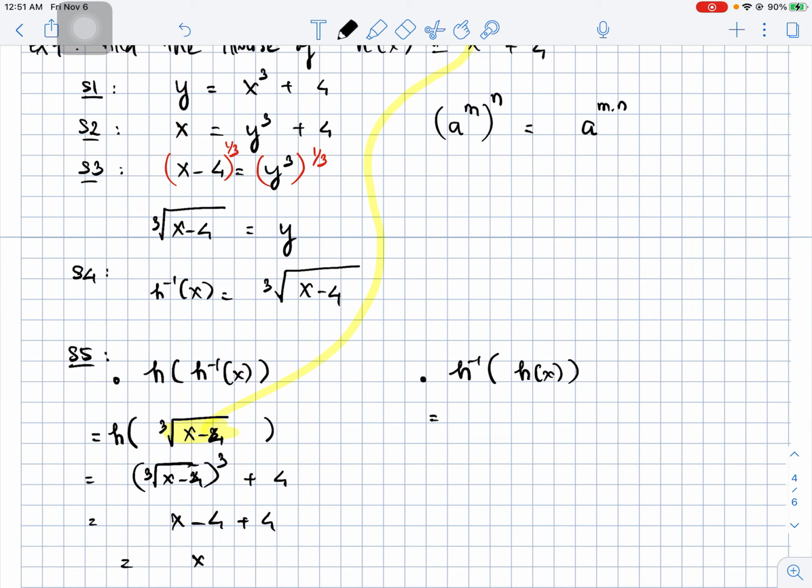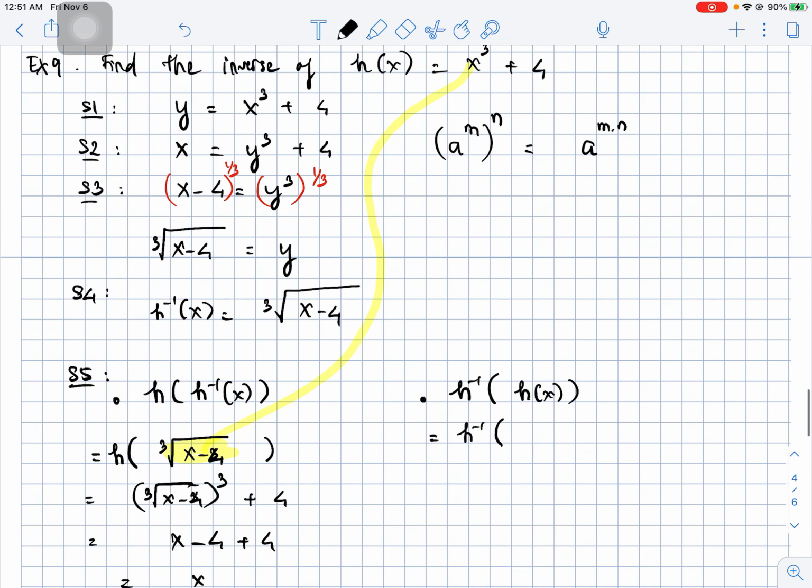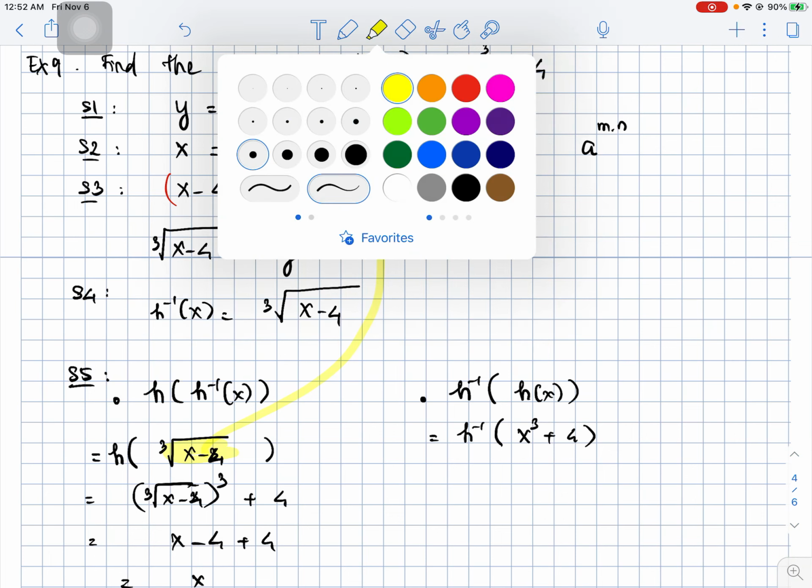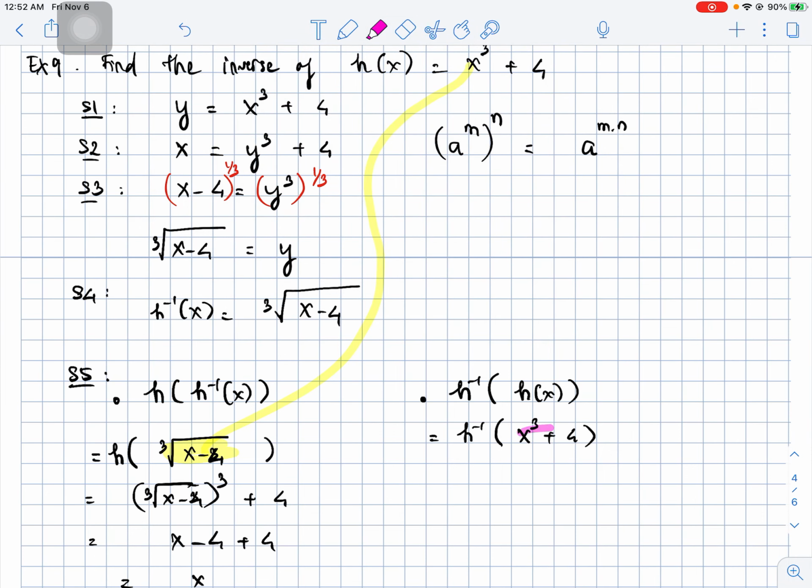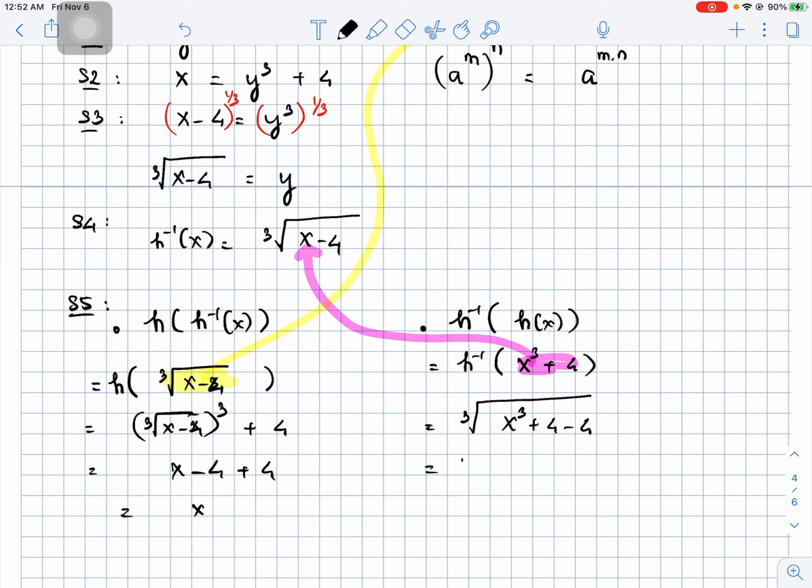Also, from the second check, the h inverse is outside. The h of x is x cubed plus 4. It becomes the input for the function h inverse. H inverse is in step number 4. We will plug at the x location. Then we will get cube root of x cubed plus 4 minus 4. The 4 and the 4 cancel out. We will be left with the cube root of x cubed, and the answer is x.